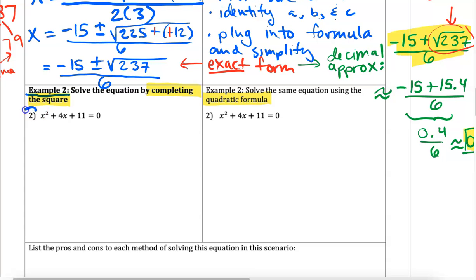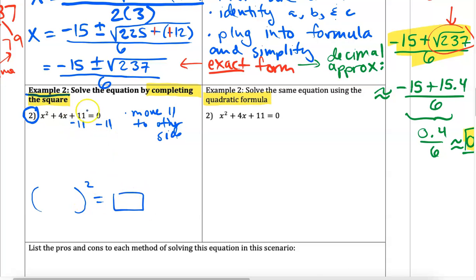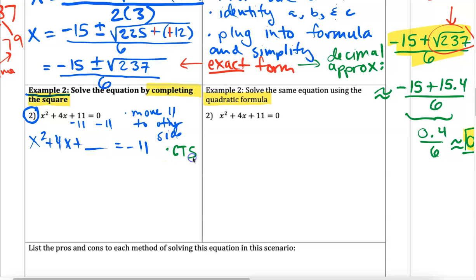So number 2 is like a standard 2.5 question, a very simple one to complete the square by. So I want us to walk through that. We're going to move the 11 to the other side because we're just trying to get to a point where it's something squared equals a number. But in order to get that something squared, I need to get this out of my way. Then I'm going to complete the square.